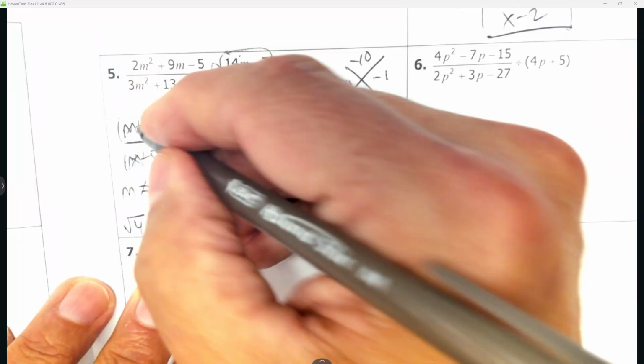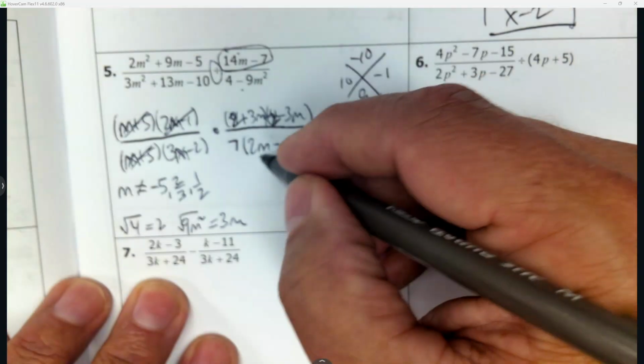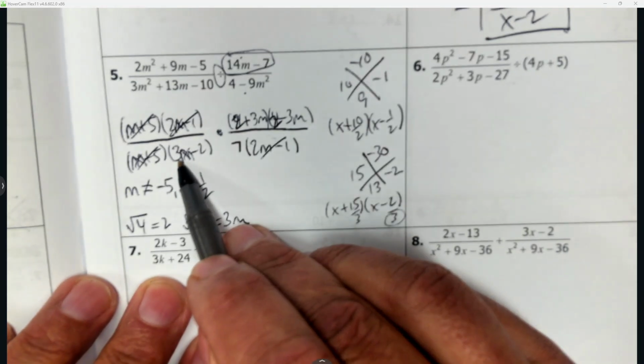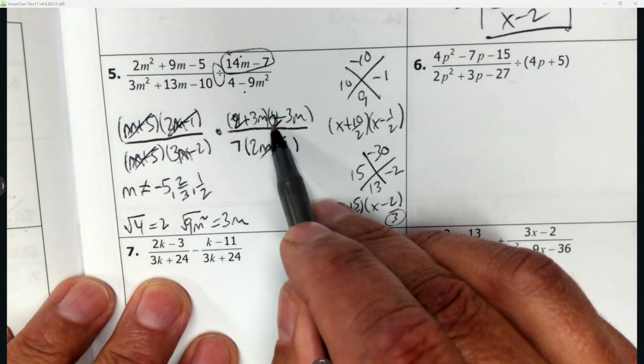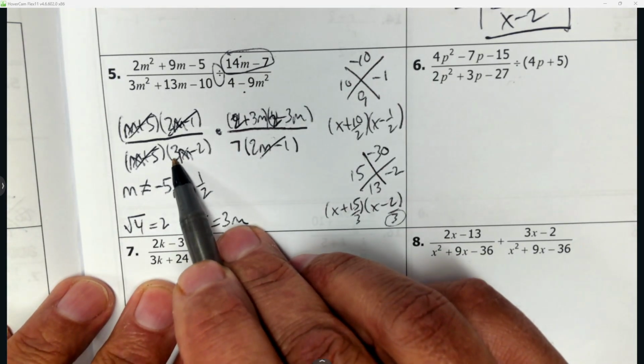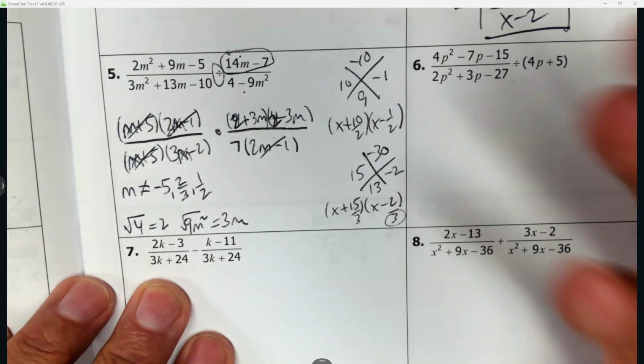Now the easy part, I hope. M plus 5, 2m subtract 1. Now, we got to think through this. We have 3m subtract 2 and 2 subtract 3m. They're exactly opposite. In other words, positive 3m, negative 3m. Negative 2, positive 2. Those are called opposite factors.